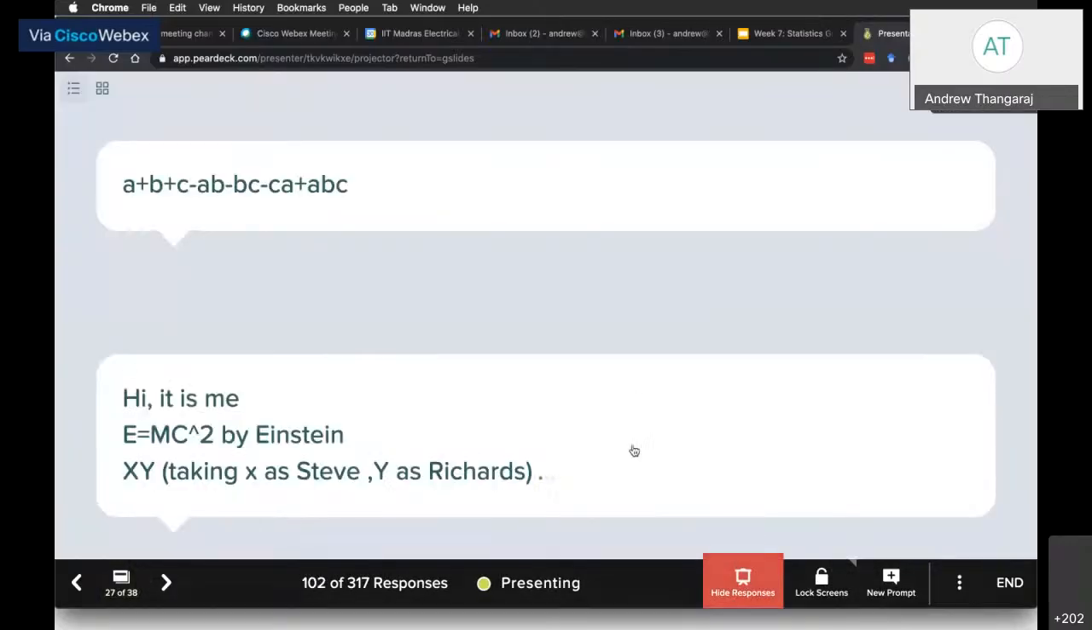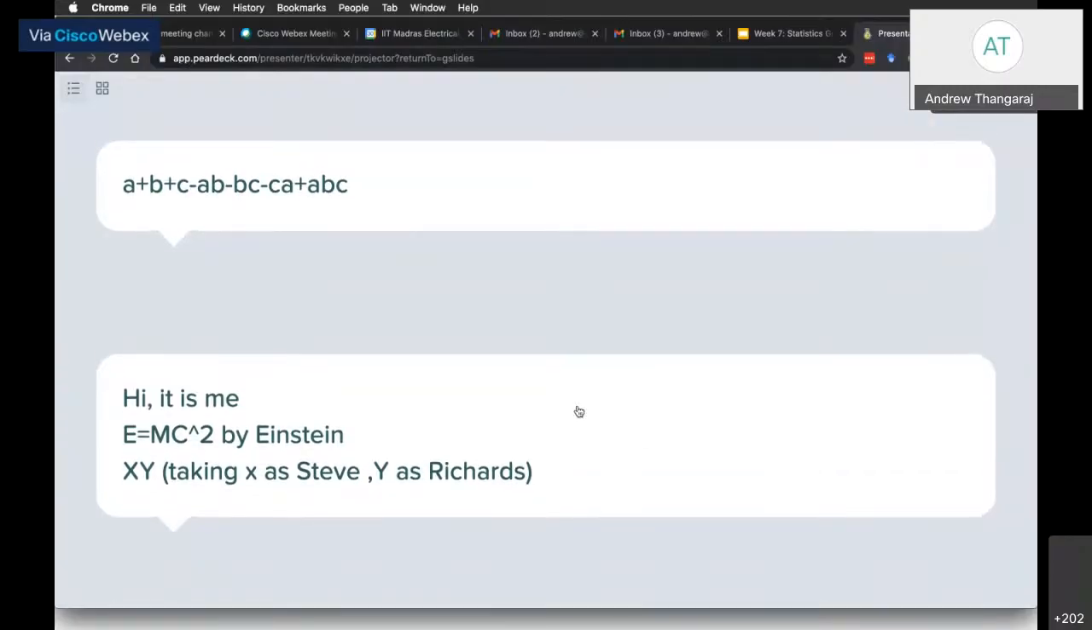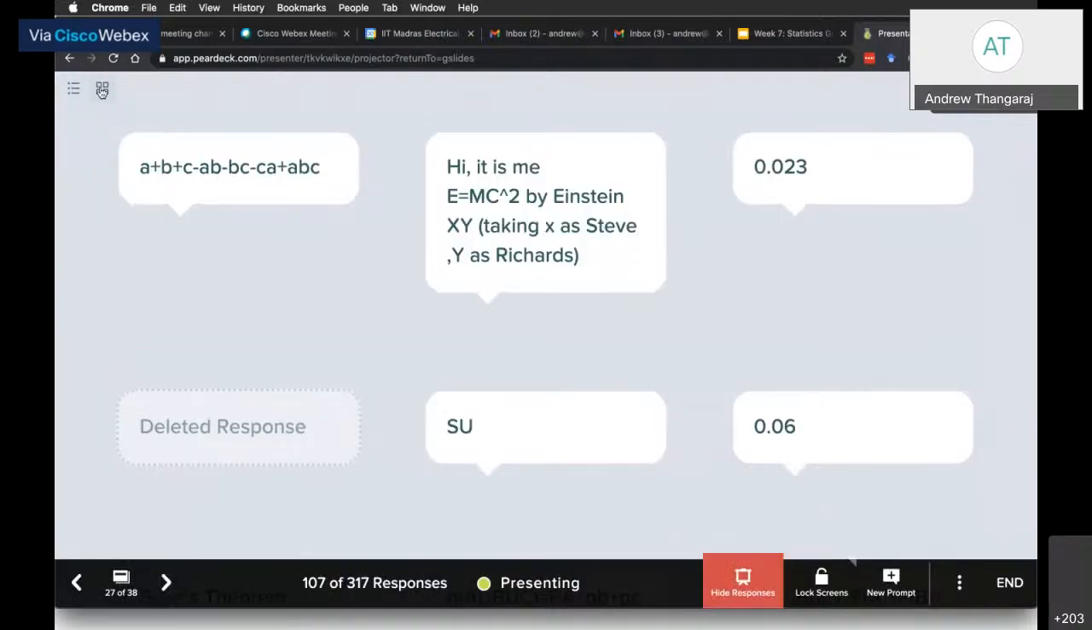So, what is E equal to mc squared by Einstein? What's going on here? Somebody is giving a funny answer, I think.